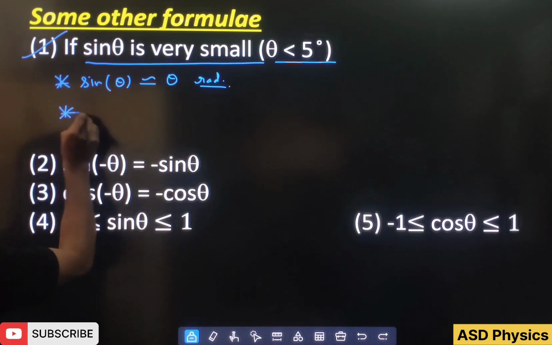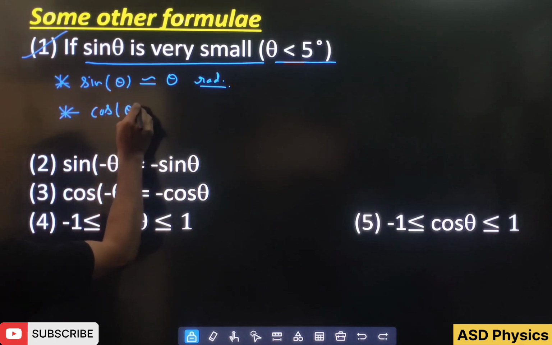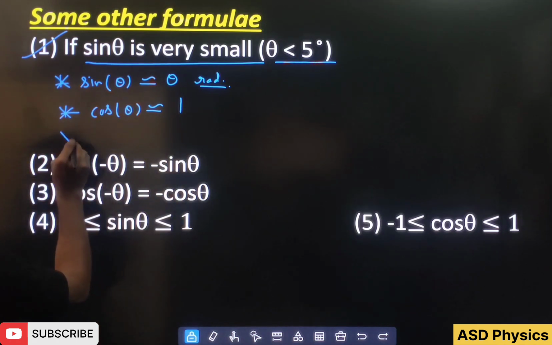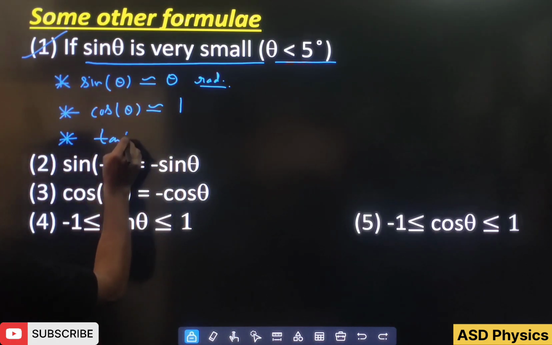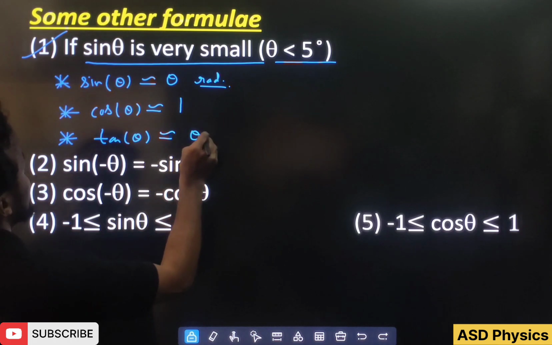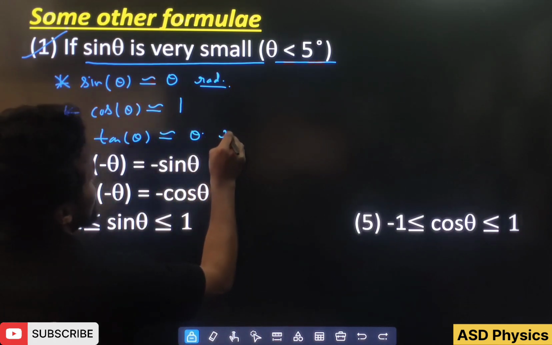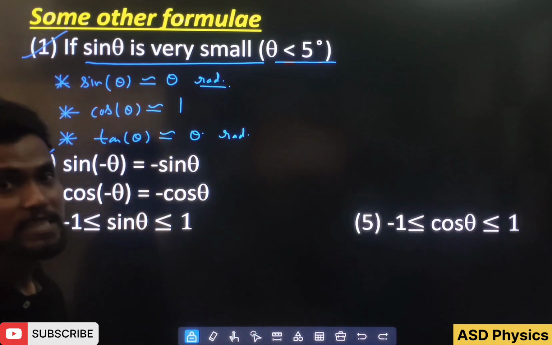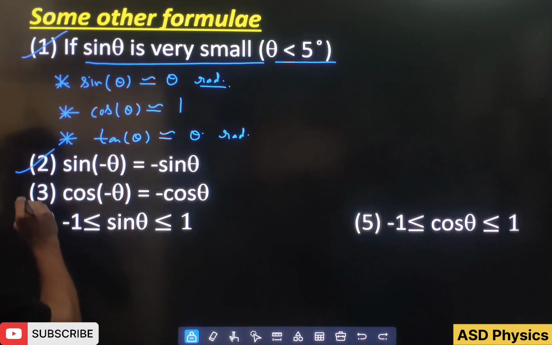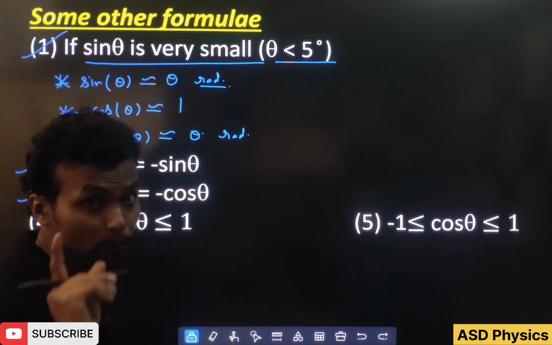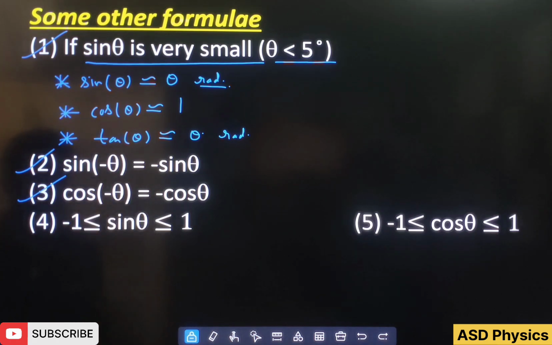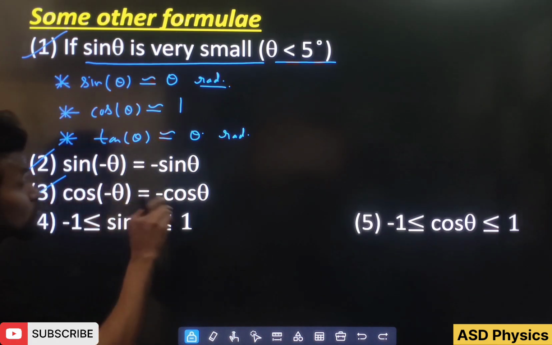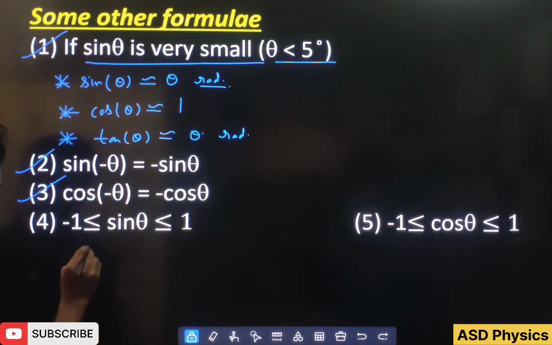Second, cos theta is approximately 1. And tan theta will also be approximately theta in radians. Very, very important. Next, sine of minus theta is minus sine theta. This is an odd function. Cos of minus theta is cos theta. This is the even function. And remember that the sine theta value will always lie from minus 1 to plus 1.